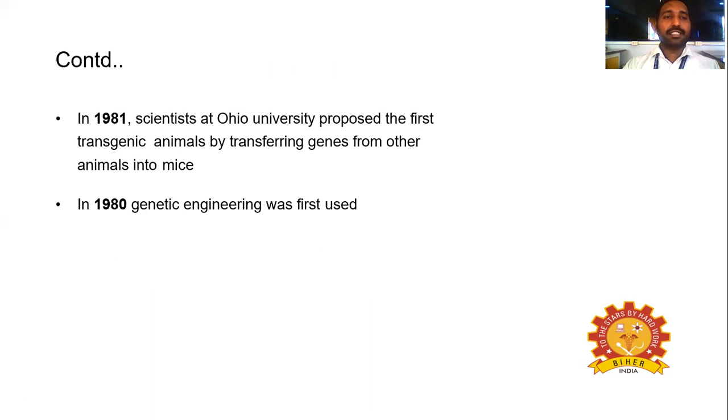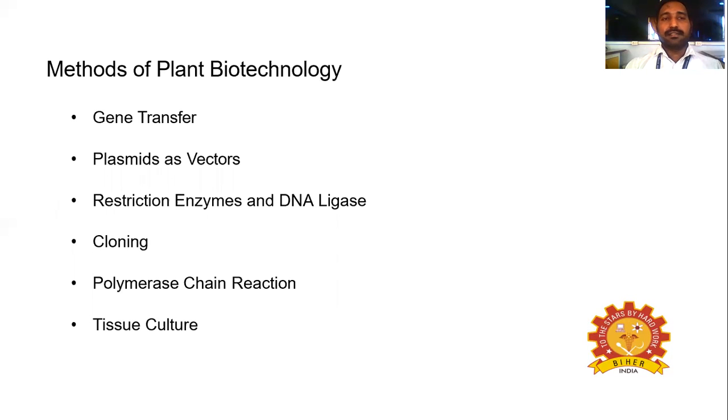And also we have some more history along with it. In 1981, scientists at Ohio University produced the first transgenic animals by transferring genes from one to another. And also in 1980, genetic engineering was first used. Methods of plant biotechnology: here we have gene transfer, plasmids as vectors, restriction enzymes, DNA ligase, cloning, polymerase chain reaction, and tissue culture. These are the things we have already seen in other subjects also.